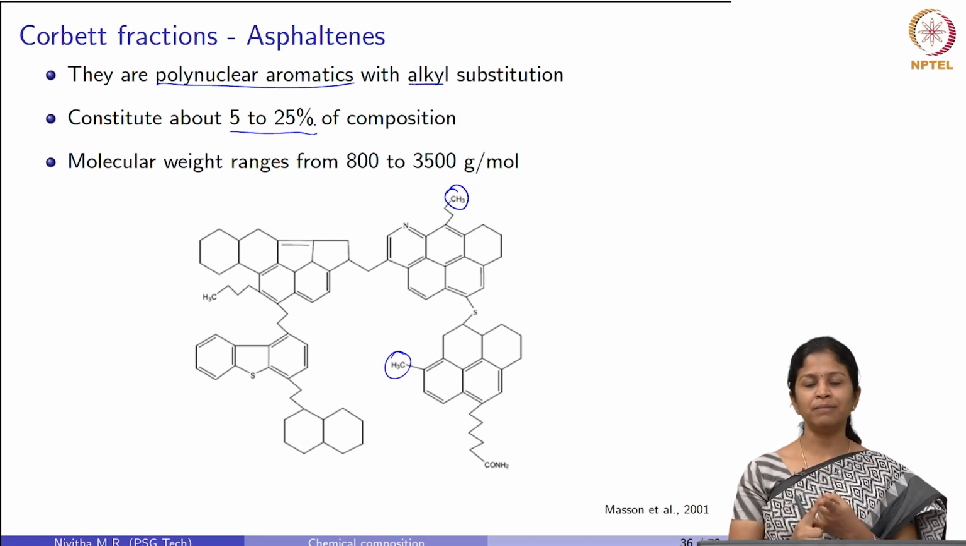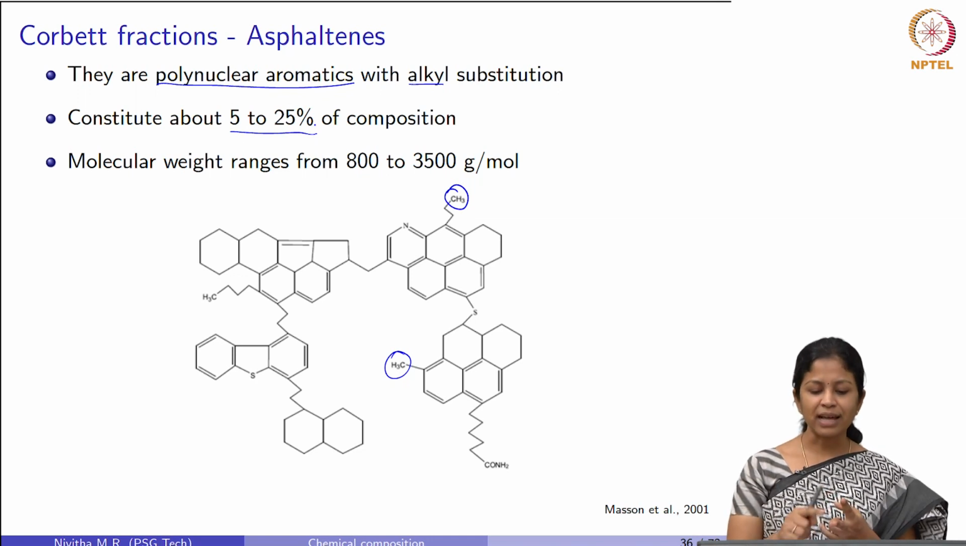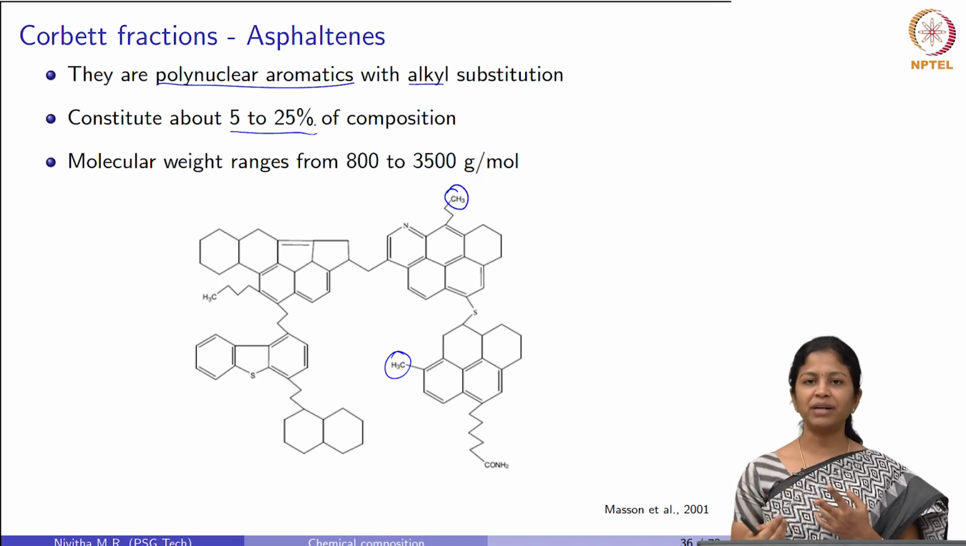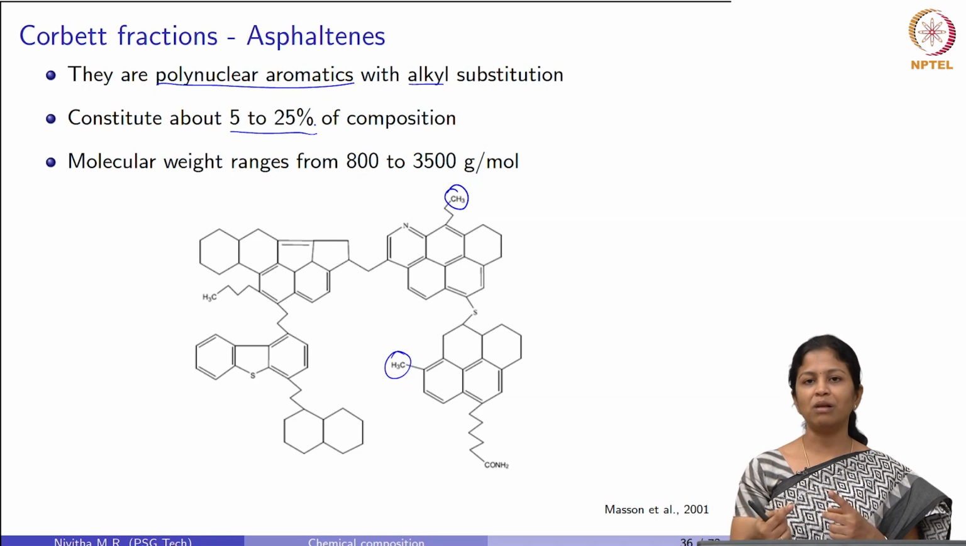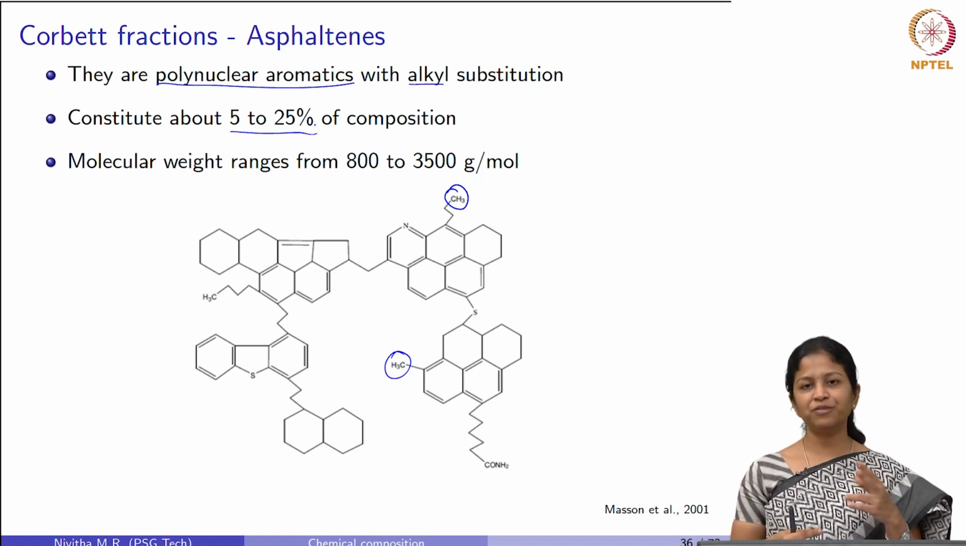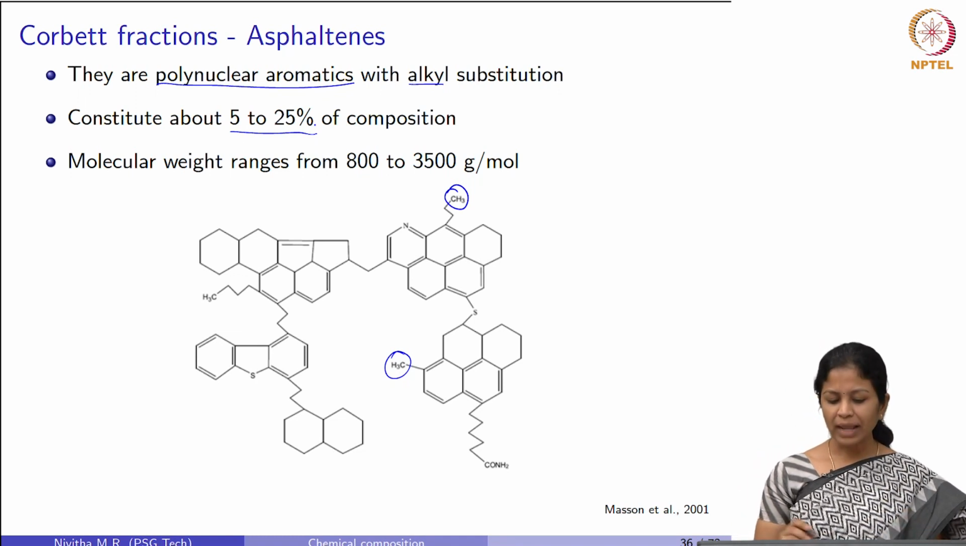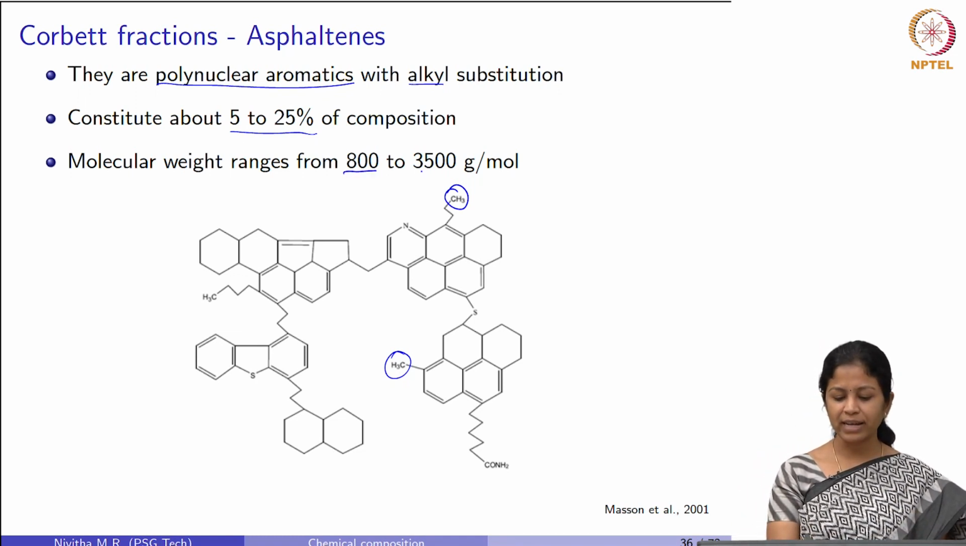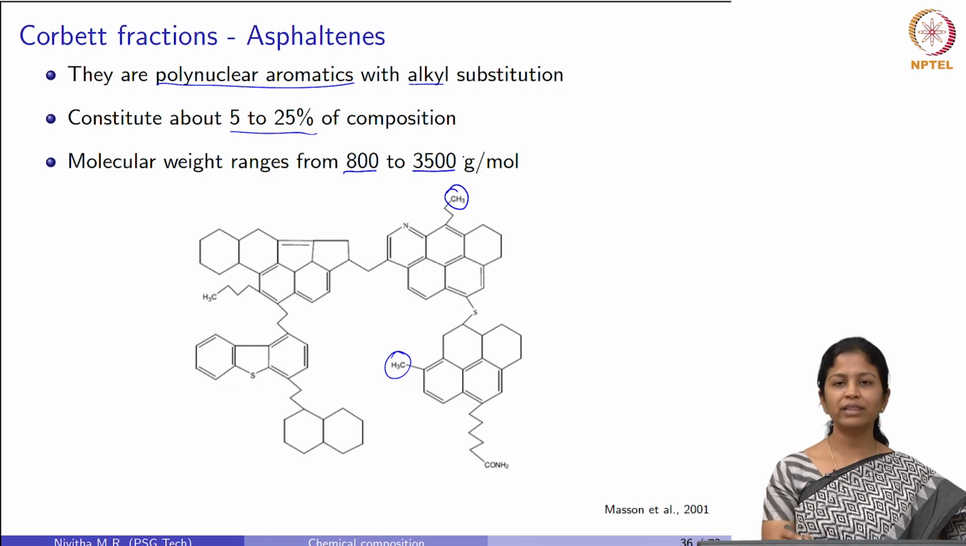That is one reason. The other reason is these asphaltenes can be easily separated out, because we dissolve it in a solvent, whatever is precipitated is called asphaltenes. So, it is easy to separate out this fraction. So, because of these two reasons, asphaltene is one of the most commonly studied components of bitumen, and we can see the molecular weight here ranges from 800 to 3500.